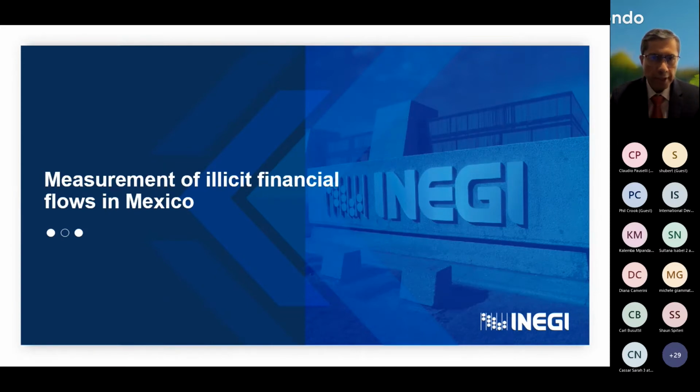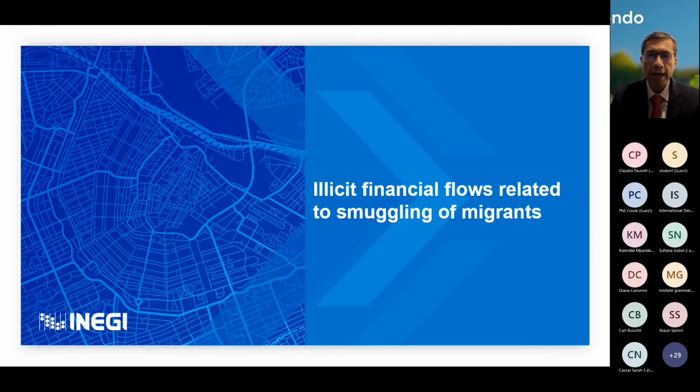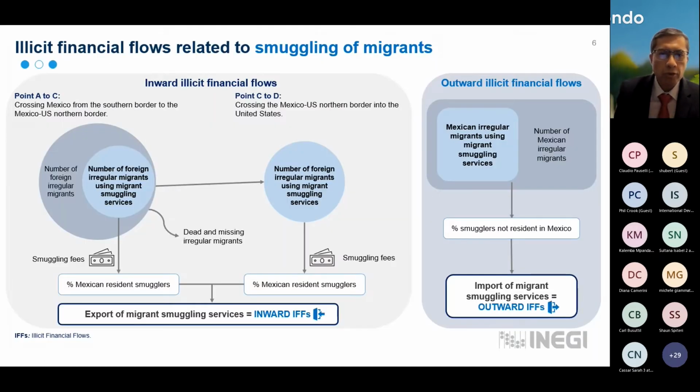So now I will turn to the case that was used to measure illicit financial flows in Mexico, and specifically to those related to smuggling of migrants. This schematic shows the logic of the flow that was followed. On the left, the inward illicit financial flows. There we have to think about a number of foreign irregular migrants that are crossing Mexico from the southern border to the Mexico-US northern border.